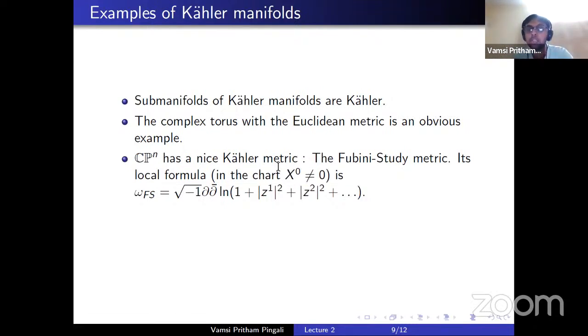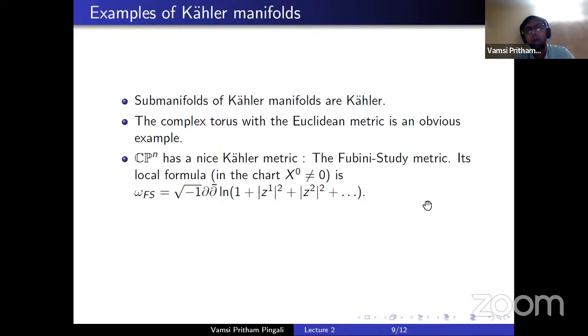What about in the other charts? Well, you can simply take the coordinates in the other charts and simply write the same expression, 1 plus the sum of mod squares of the coordinates of the other charts. The same expression will work. And I'll leave that also to you as an exercise to check.